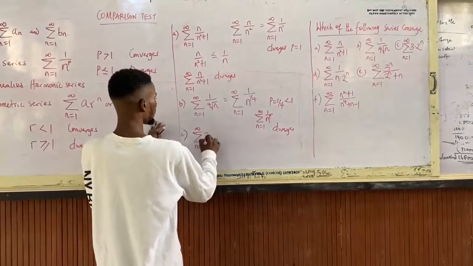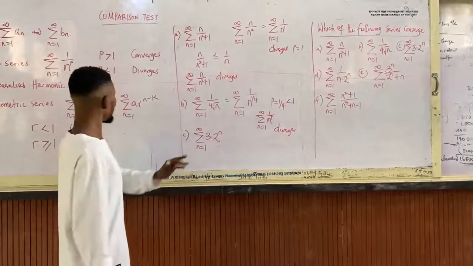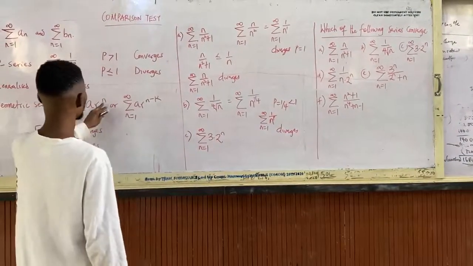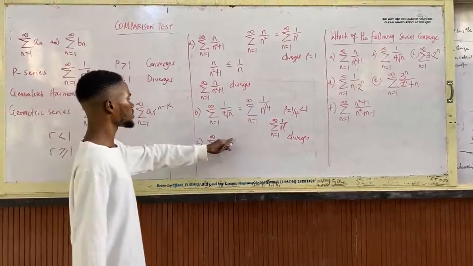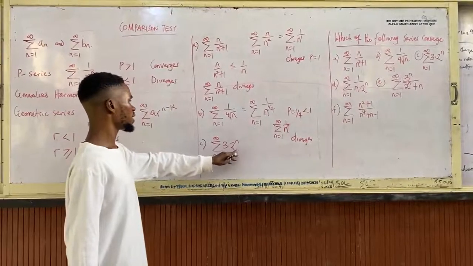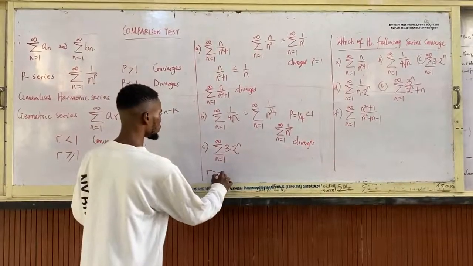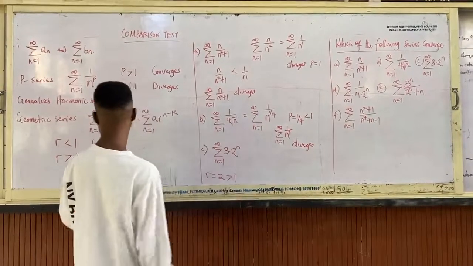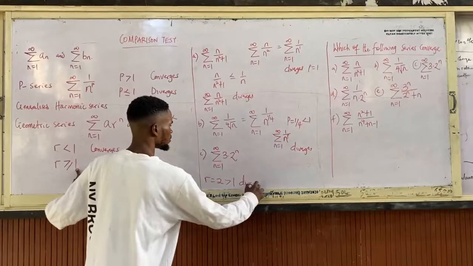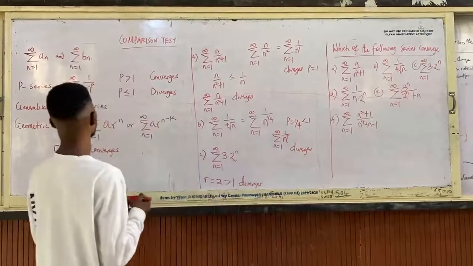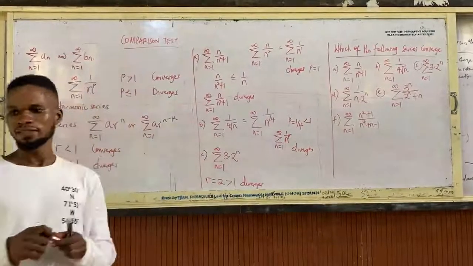Now 3 times 2 raised to power n, just like r raised to power n, this is a geometric series. The r here is raised to power n, and r is equal to 2, which is greater than 1, so it diverges. This is a geometric series and it diverges.